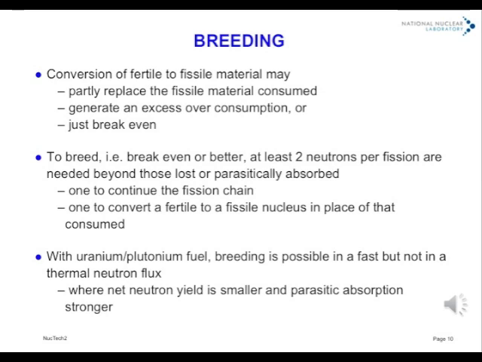Breeding. For this to occur requires at least 2 neutrons per fission, beyond those lost to the system or absorbed unproductively within it. One to replace the nucleus destroyed in that fission, another to cause the next in the chain reaction. In the uranium-plutonium cycle, this is possible only in a fast neutron flux, since with thermal neutrons the neutron yield is smaller and absorption stronger.